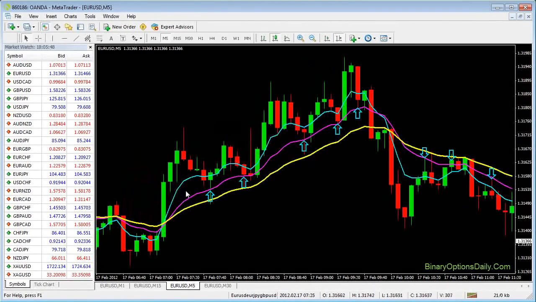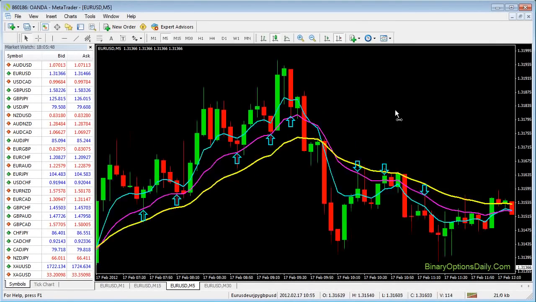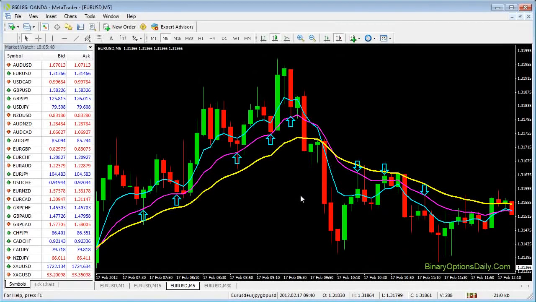So anyway, guys, I hope you have enjoyed this video, and as I said, this is just a trend guide. If the blue is above the magenta and the 26 is on the bottom, then we'll be looking for an uptrend. And if you see the exact opposite, where the 26 is on the top and you've got the 14 in the middle and the 6 on the bottom, then we'd be looking at it as a downtrend, and we'd be looking for puts.